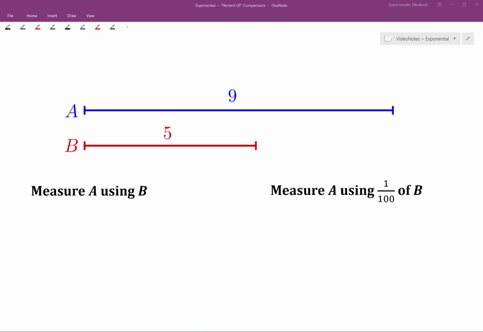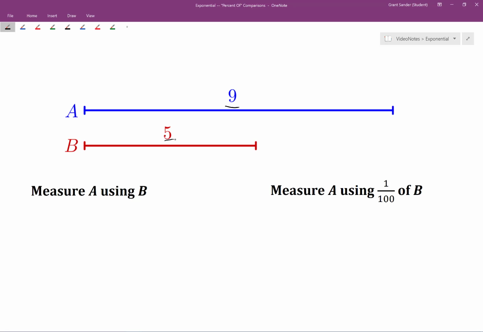In this video, we will relate the idea of times as large as comparisons and percent comparisons. So let's get started. Here I have two segments, one representing the value of A, where A is equal to 9, and another segment representing the value of B, where B is equal to 5. Start by measuring A in units of B.